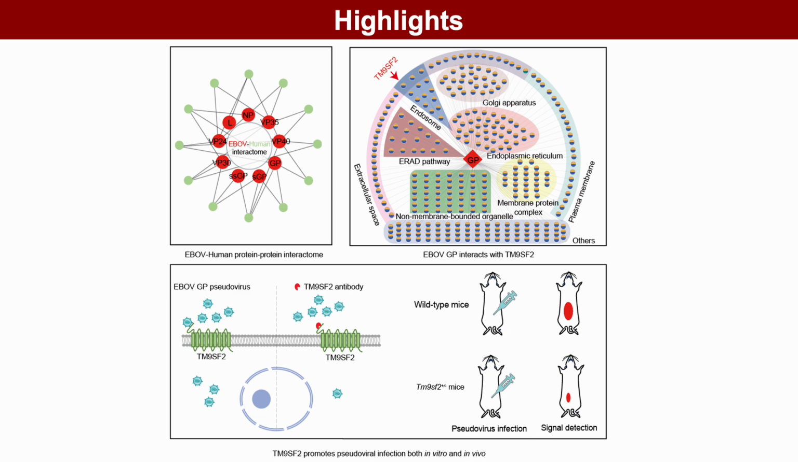Highlights. First, we constructed a comprehensive EBOV-host PPI network consisting of 1,728 core high-confidence interactions. Second, TM9SF2 was identified as a crucial host attachment factor that facilitates EBOV pseudovirus infection, both in vitro and in vivo. Third, targeting TM9SF2 significantly impairs EBOV pseudovirus infection, offering a promising strategy for antiviral intervention.